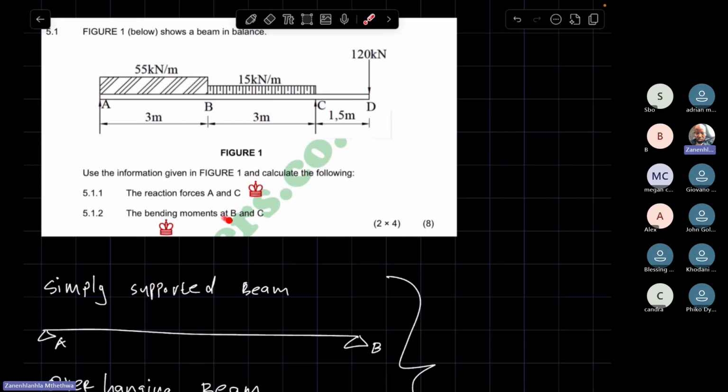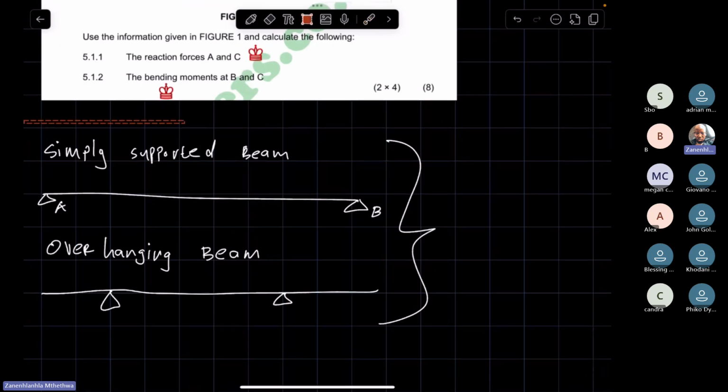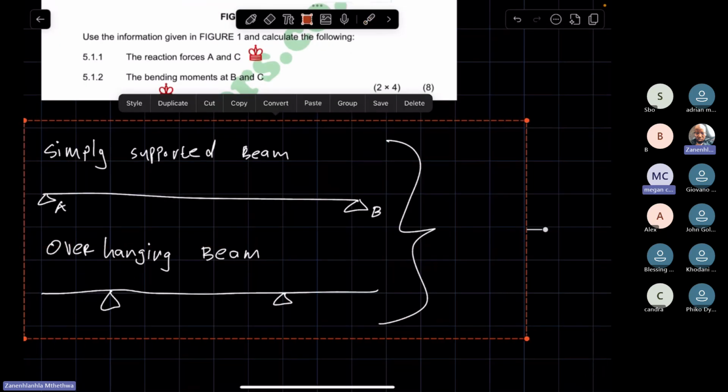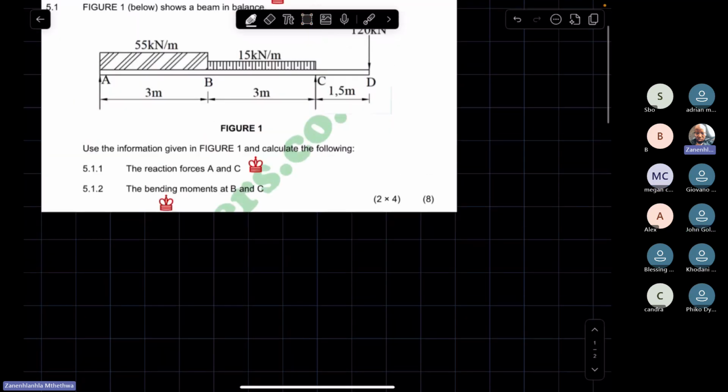That is likely why they didn't ask students to calculate the bending moments at A and at D, because seeing that this is an overhanging beam, we know the bending moment at the ends of this beam is equal to zero. Are we clear? Yes, sir. All right.